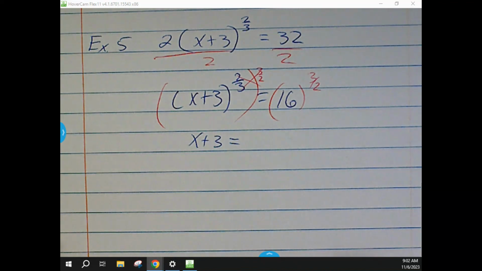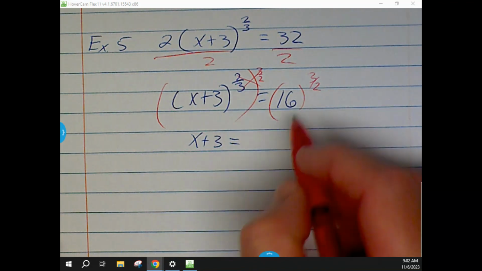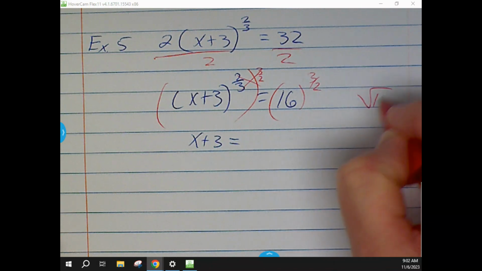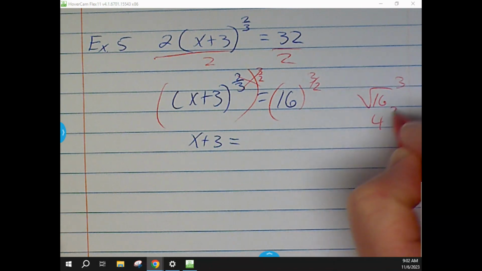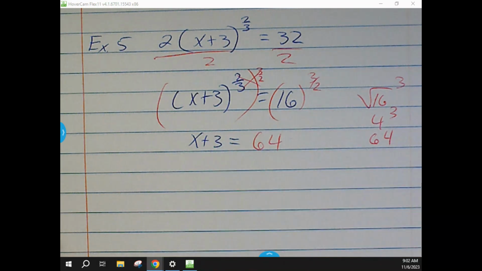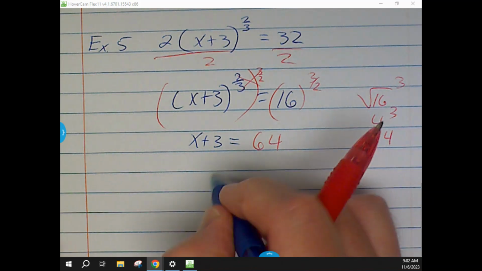And again, this is one you can either check on your calculator. You can put in 16 to the 3/2 power. But again, that's basically the square root of 16 to the 3rd, which is 4 to the 3rd, which is 64. And we'll subtract 3 from both sides, and that should give you x equals 61.